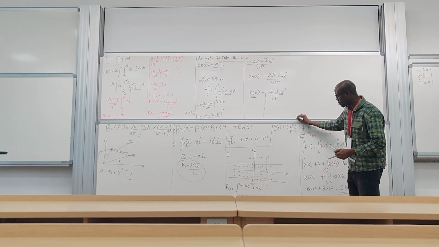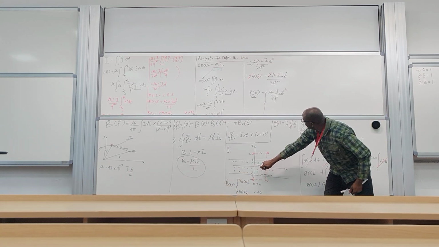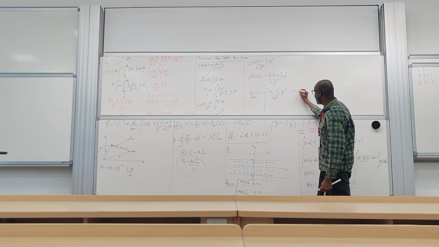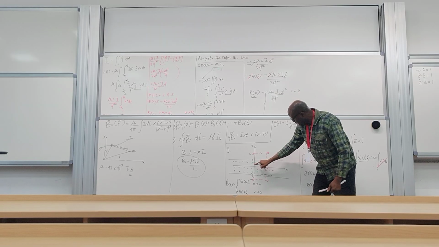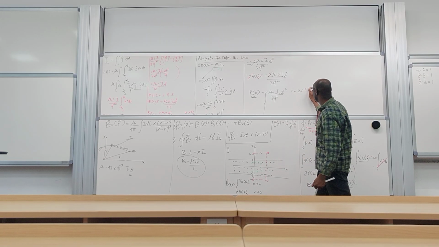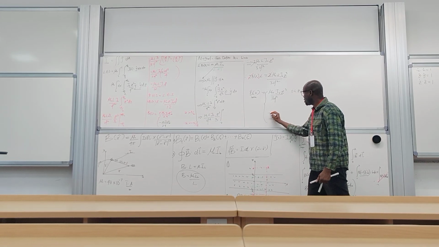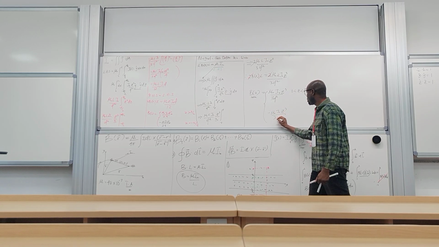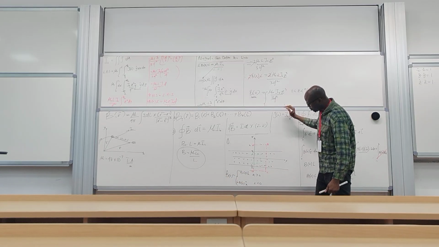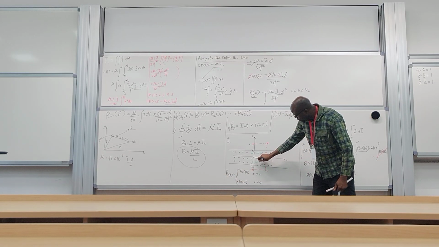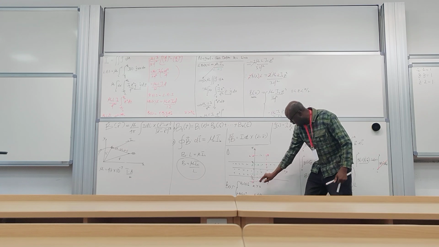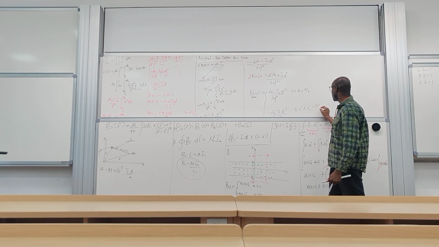For what? For this part, right? For the upper part, that is 0 is less than z, and z is less than d over 2. But it's negative j naught z cubed over 3d squared for what? For z less than 0, and greater than minus d over 2.